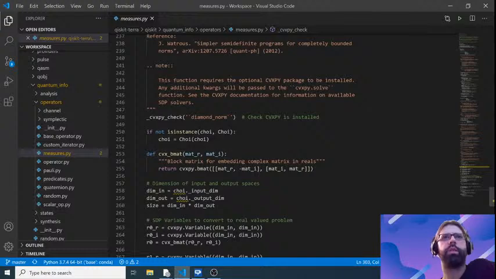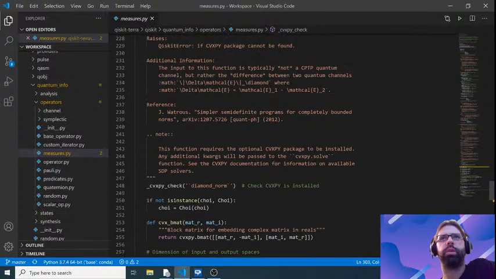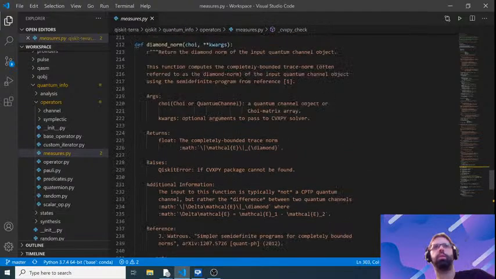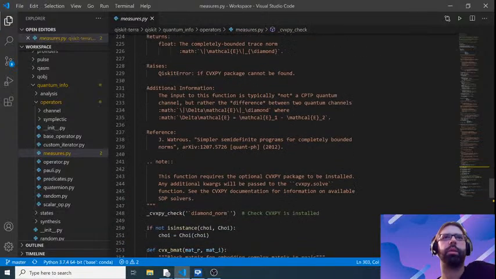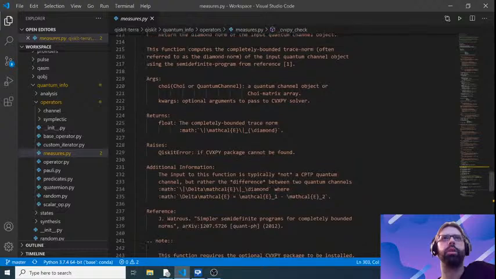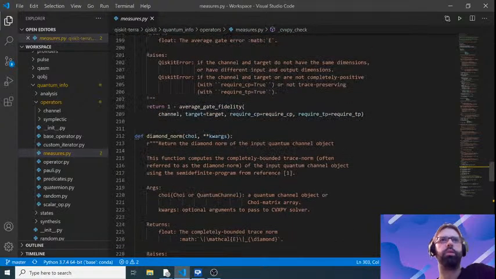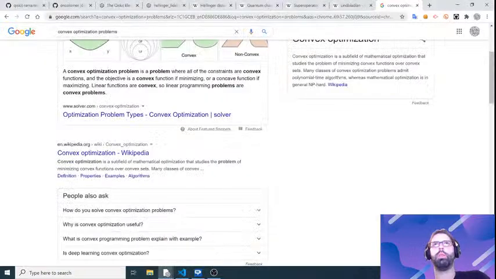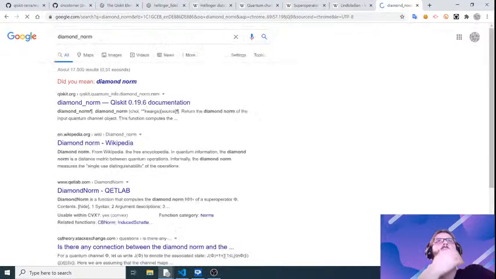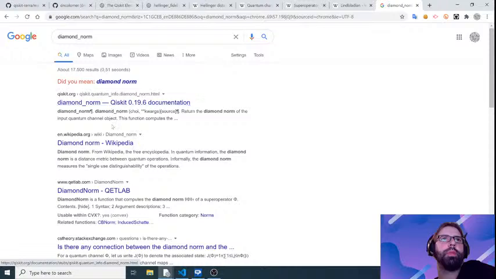CVX BMAT. Complex matrix areas. So this is some pretty advanced stuff, I think. Okay, that's part of the diamond norm. Okay, cool. And what is the diamond norm? Man, I know nothing. Boy, I know nothing. Diamond norm.